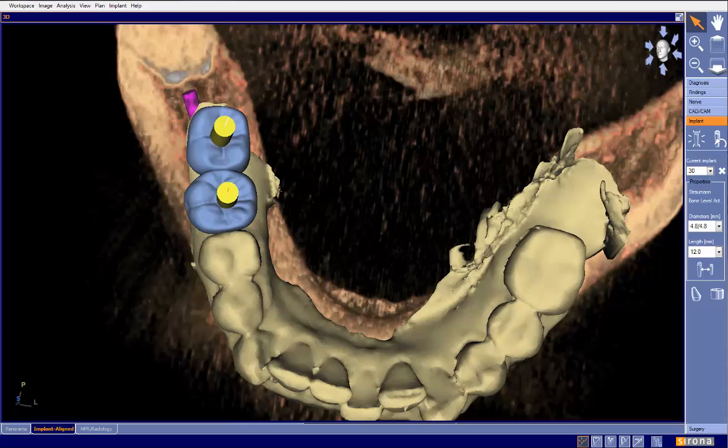And to give us an idea of what I'm talking about here, I will draw a line through the height of contours right there. And we can clearly see right here that on the buccal of number 30, we are too far to the buccal. 31 is designed very well. 30, excuse me, could be designed a little bit better.